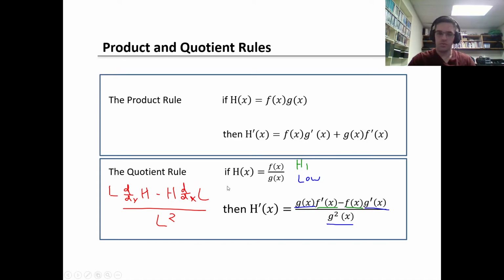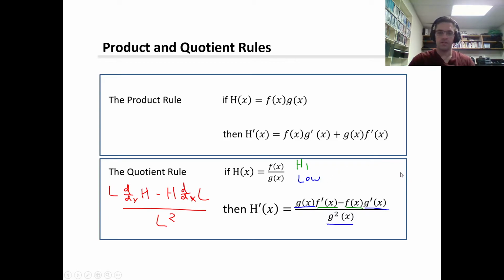The quotient rule: if h of x is equal to the quotient of two functions, f of x over g of x, then this one's a little more complicated. We have g times f prime minus f times g prime, divided by g squared. Not g prime, but g squared, so just the original function times itself.